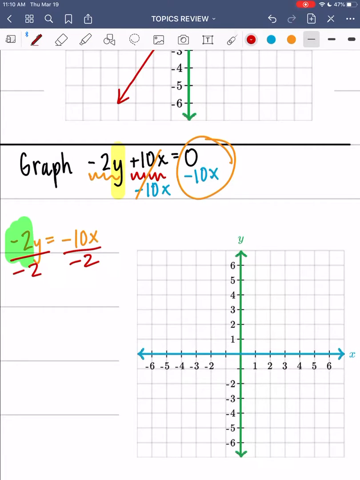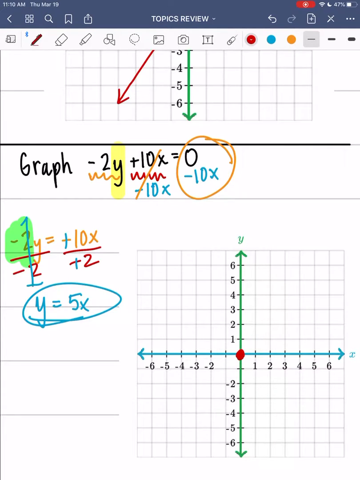-2 divided by -2 is a big fat 1. Anything divided by itself is 1. So we really just have a 1y, which I can write as just a y, equals, okay, negative divided by negative is positive, 10 divided by 2 is 5. So this is just y equals 5x. Okay, no number by itself, so that means our y-intercept is the origin again.